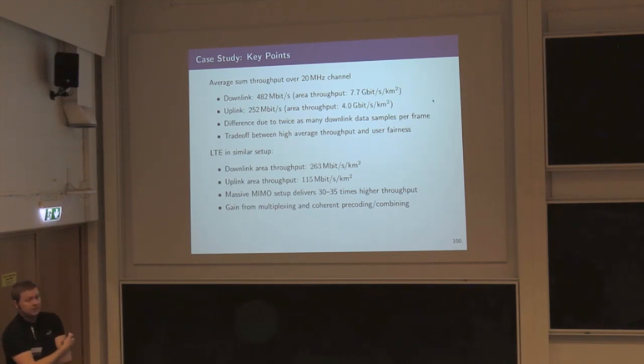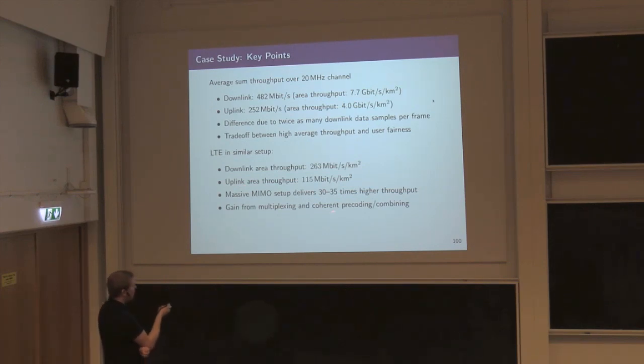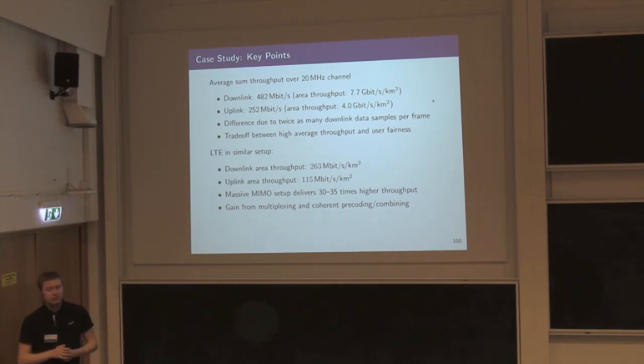fairness in the system. If you compare that with an LTE system, it will in a similar system get these numbers in area throughput in megabits, and here we have gigabits. So it's like a 30-35% higher throughput that we get in these cases. And the gain comes from the coherent pre-coding and combining that gives you better performance per user, and from multiplexing many users in the system.